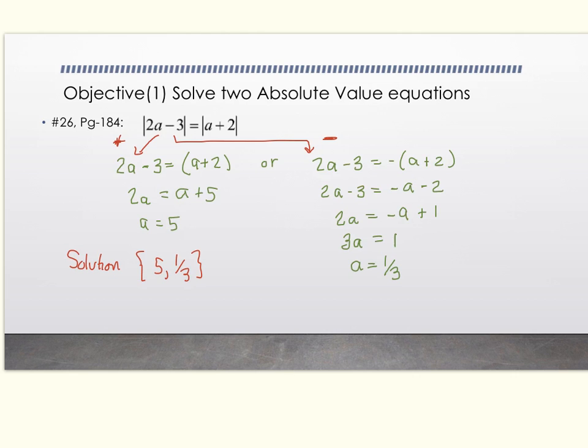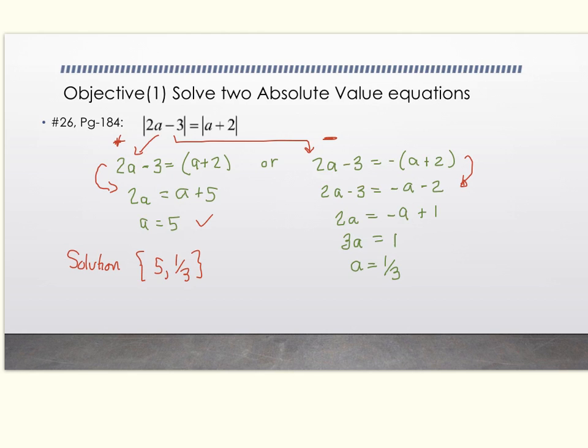So now we work on the side of 2a minus 3. So 2a minus 3, we will add 3 to both sides. We get 2a is equal to a plus 5, and then we subtract a from both sides, and we get a is equal to 5. So that's one of our solutions. Coming over here, we have to distribute the negative 1, and we get 2a minus 3 is equal to negative a minus 2.